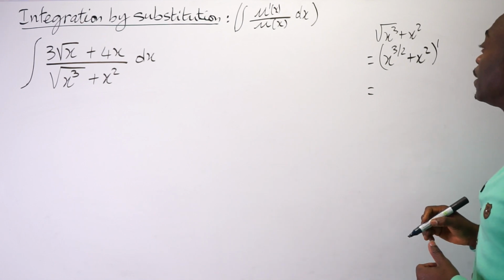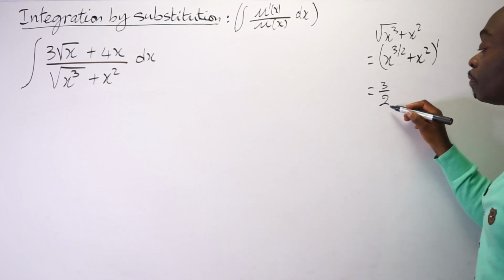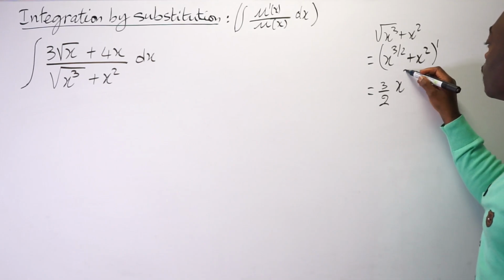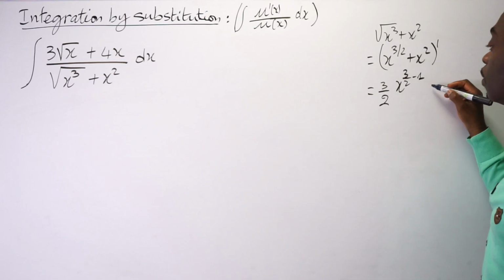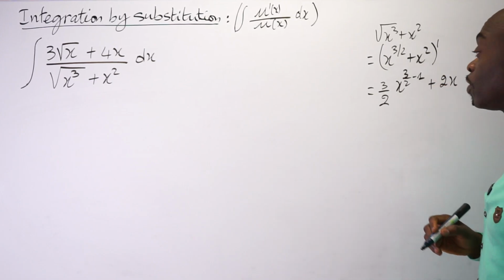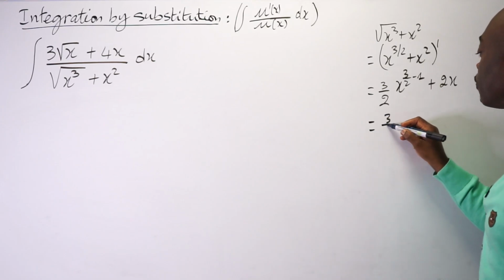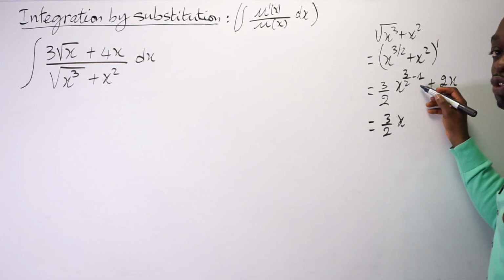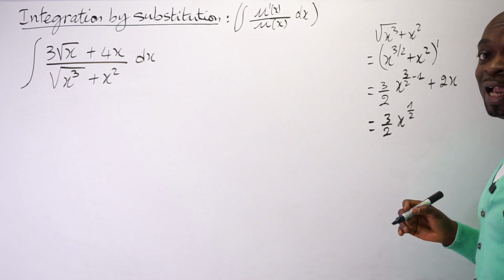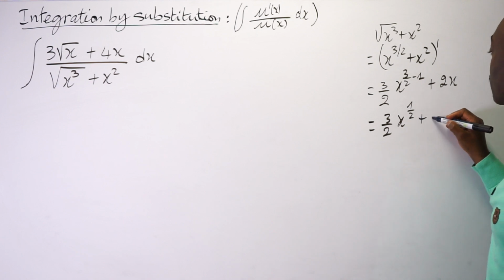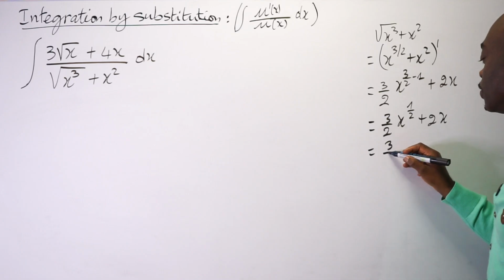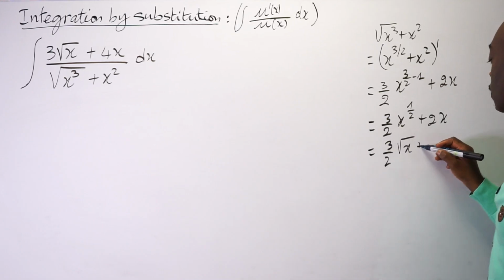The derivative will be 3 over 2 times x to the 3 over 2 minus 1, plus 2x, because the derivative of x squared is 2x. Now let's finish it. We have 3 over 2, then x to the 3 over 2 minus 1, which is 1 over 2. You take 1 from 1.5, you get a half left. Plus 2x. Now we finish by converting back into radicals: 3 over 2 times the square root of x, plus 2x.